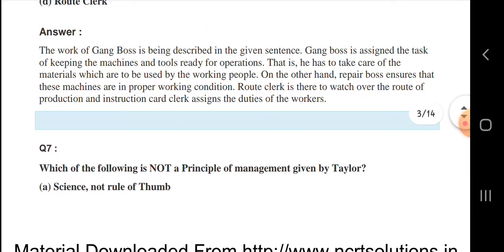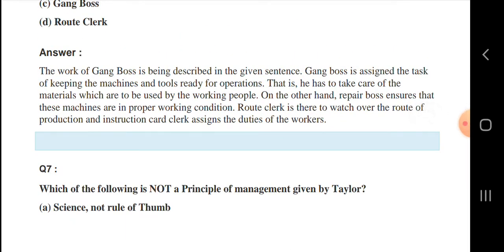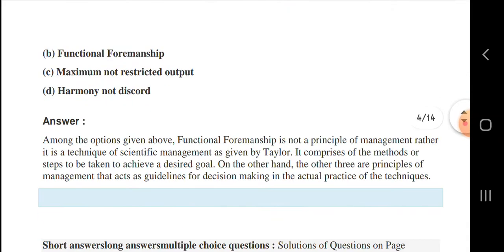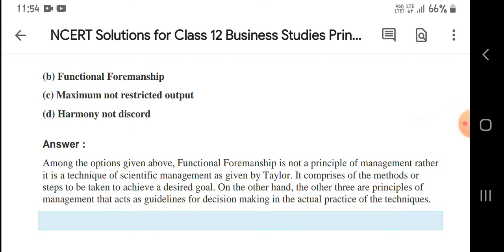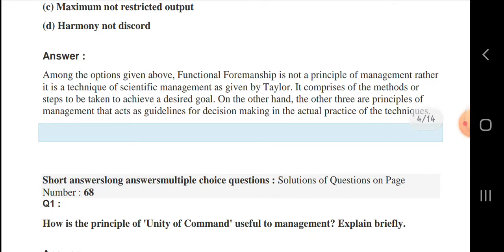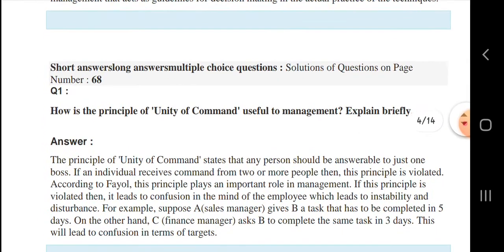Next, which of the following is not a principle of management given by Taylor? Science, not rule of thumb; functional foremanship; maximum, not restricted output; and harmony, not discord. Among the options given, functional foremanship is not a principle of management, rather it is a technique of scientific management that was given by Taylor.